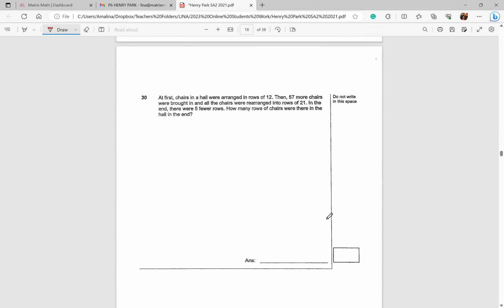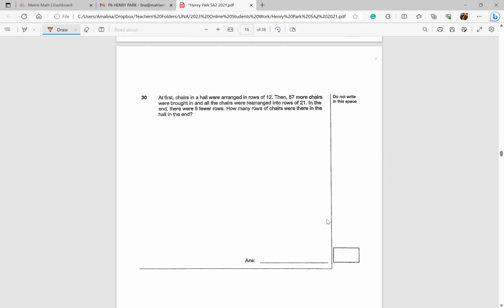So chairs in a hall were arranged in rows of 12. Then 57 more chairs were brought in and all the chairs were rearranged into rows of 21. In the end, there were 5 fewer rows. So how many rows of chairs were there in the hall in the end? Okay, so let's try to draw a diagram to reflect this question.